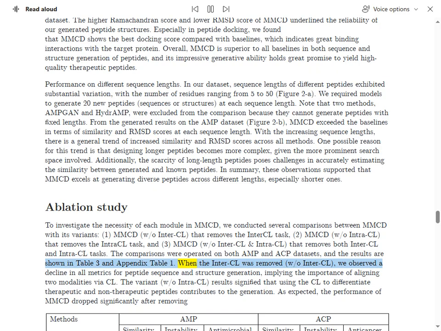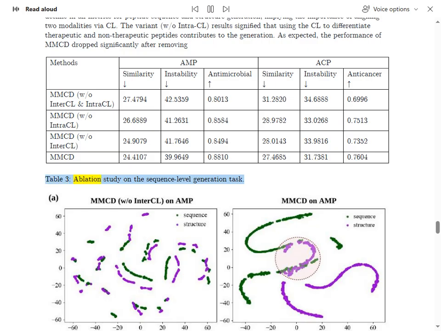When the interCL was removed, we observed a decline in all metrics for peptide sequence and structure generation, implying the importance of aligning two modalities via CL. The variant without intraCL signified that using the CL to differentiate therapeutic and non-therapeutic peptides contributes to the generation. As expected, the performance of MMCD dropped significantly after removing both. Table 3. Ablation study on the sequence-level generation task.